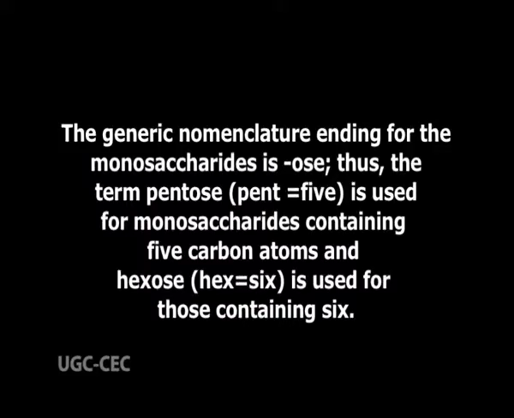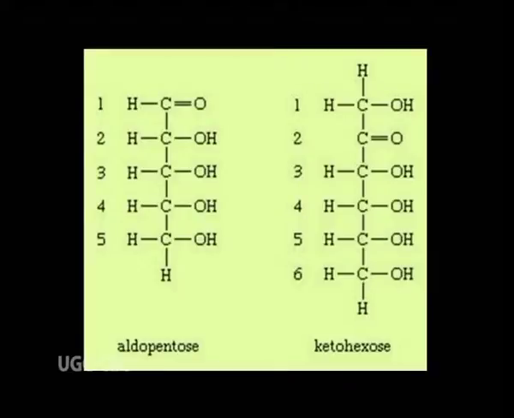The generic nomenclature ending for monosaccharides is -ose. Thus, the term pentose, pent which means 5, is used for monosaccharides containing 5 carbon atoms, and hexose, hex meaning 6, is used for those containing 6. In addition, because the monosaccharides contain a chemically reactive group, that is an aldehydo group or a keto group, they are frequently referred to as aldopentoses or ketopentoses or aldohexoses or ketohexoses. In the examples, the aldehydo group is at position 1 of the aldopentose and the keto group is at position 2 of the ketohexose. Glucose is an aldohexose, that is, it contains 6 carbon atoms, and the chemically reactive group is an aldehydo group.